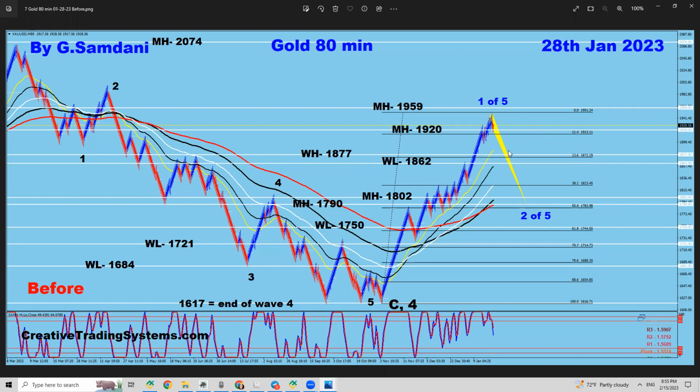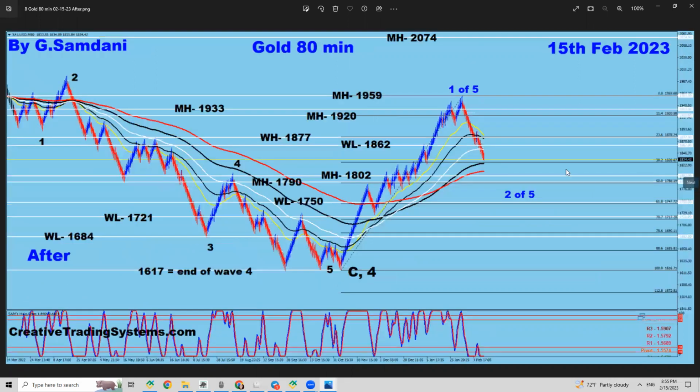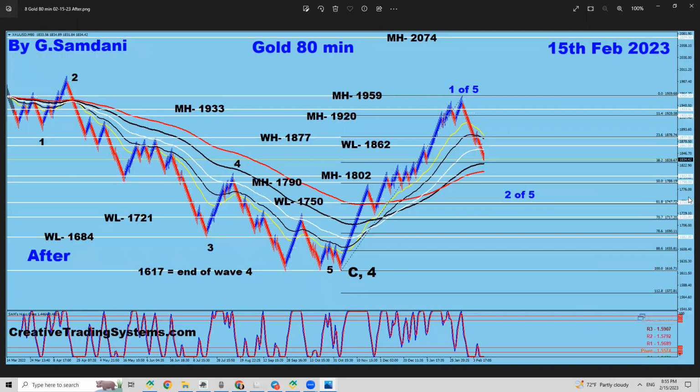A lot of people, it's very confusing. If you don't already know a little bit of Elliott wave, then it's going to confuse you. So anyway, just pay attention to this: wave 1 of wave 5, then we need wave 2 of 5. So that's what happened exactly. It dropped so far this much.